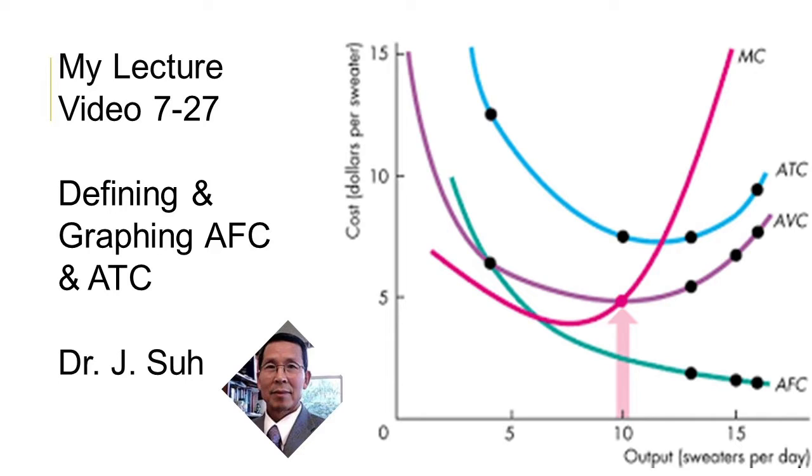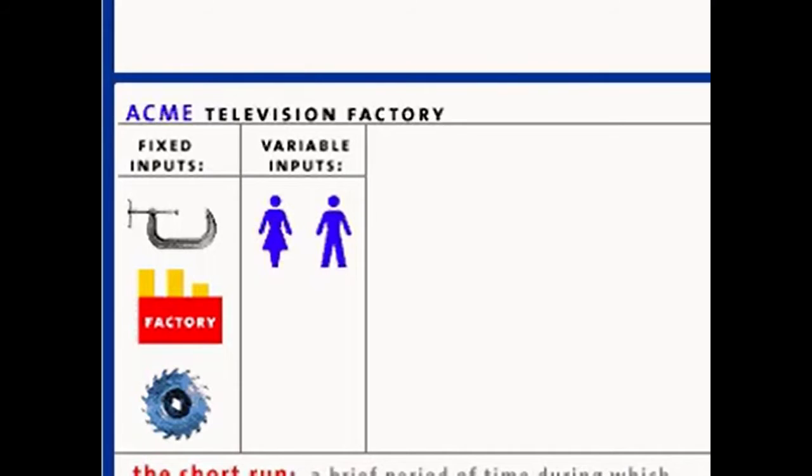Talking about a firm's decision in the short run. The short run is a period of time when some of the firm's inputs are fixed and some are variable. We're imagining that we're in a television factory, a factory that turns out television sets by using labor and other inputs. And those other inputs include a factory, the size of the factory space, a conveyor belt, tools, anything else that they might use. But all of these other inputs are fixed in the short run.